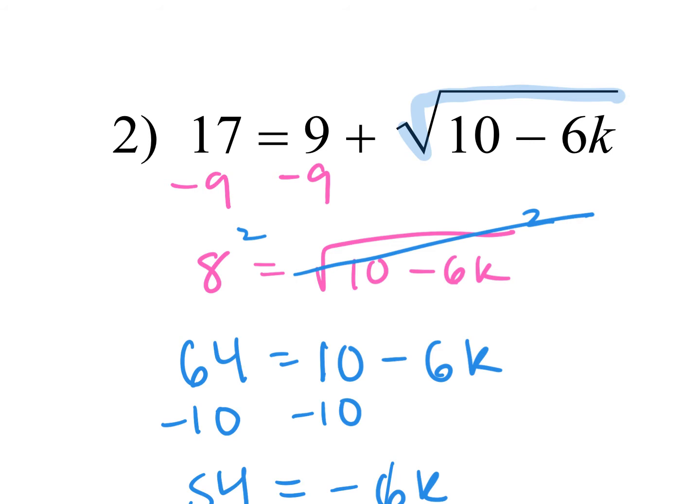We get rid of it by squaring both sides. Then once we don't have the radical anymore, we can do whatever we want inside because we just got rid of it.